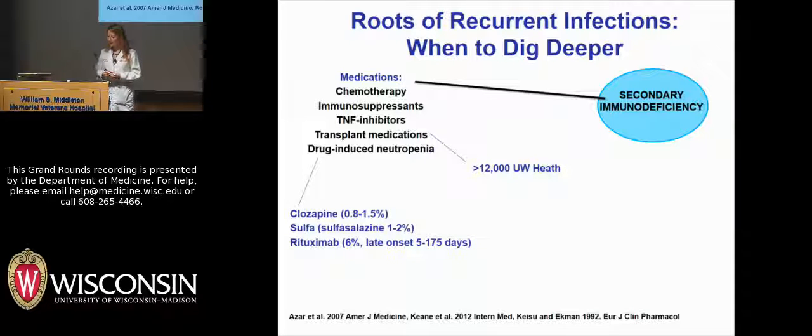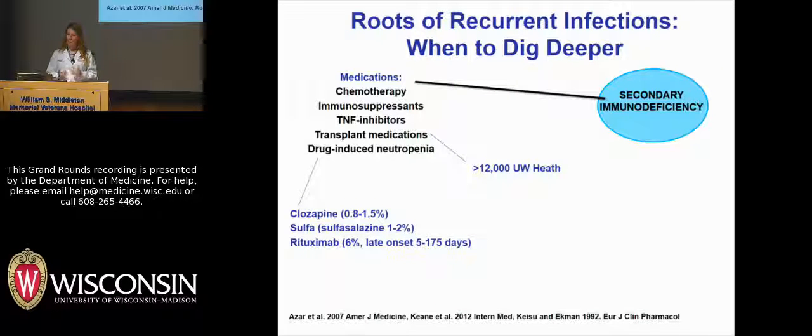And then a category I'd like to talk about here is drug-induced neutropenia, which isn't that common, but it's important to consider, and that's particularly in patients that have recurrent skin and soft tissue infections or an unusual cellulitis. Some of the medications have known risk factors, for a known incidence of this. Clozapine, sulfa drugs, including sulfasalazine, have a known risk.